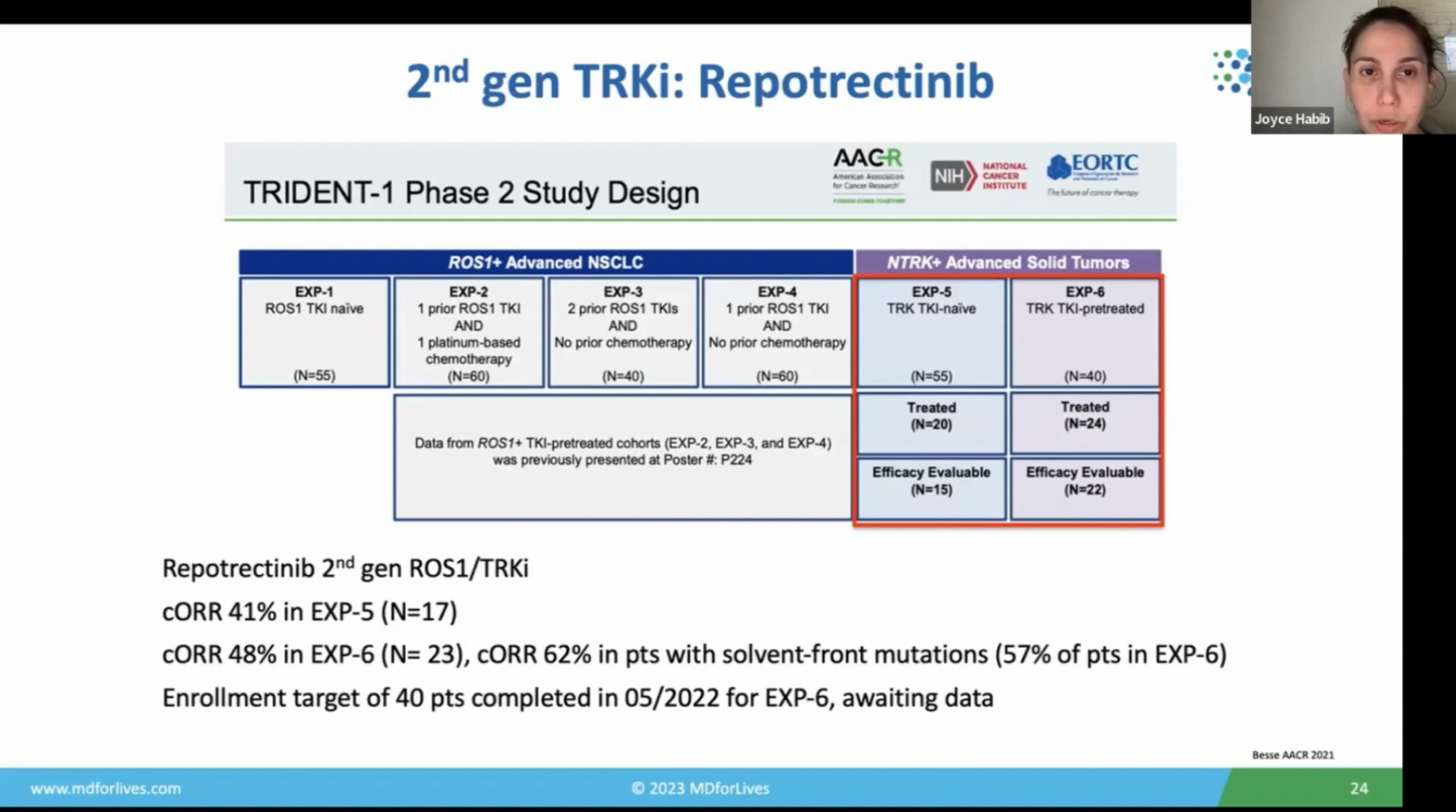So when we look at, for example, repotrectinib, which was designed to overcome some of the on-target resistance, this was looked at in the TRIDENT-1 phase 2 study, in expansion cohort 6, which enrolled patients who are TRK fusion positive and were previously treated with a TRK inhibitor and had progressed. We tend to see an overall response rate of 48% and an even higher response rate in patients with solvent front mutation. And these occurred in about 57% of patients in that expansion cohort, so they tend to be quite prevalent. Obviously, it cannot overcome bypass pathway activation and xDFG motif mutations.